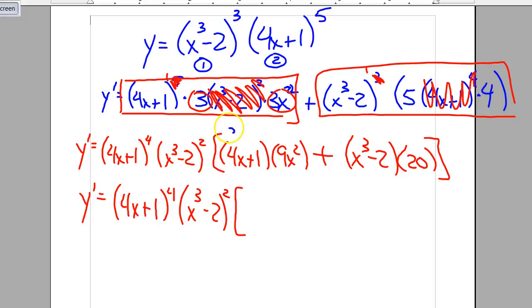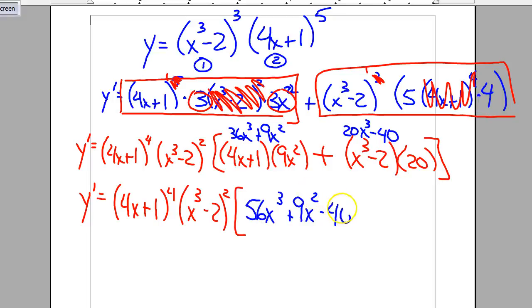So this would be 36x to the third plus 9x squared if I distribute there. This would be 20x to the third minus 40. You guys with me? So if I add those up, 56x to the third plus 9x squared minus 40. What do you have there? Questions on it? If you didn't get it, you know where you went wrong.